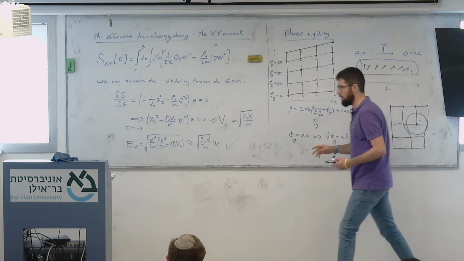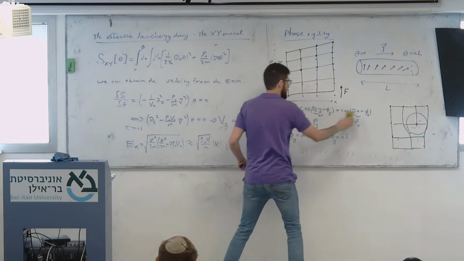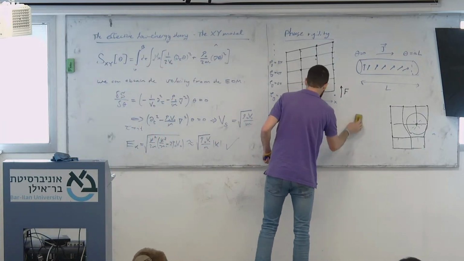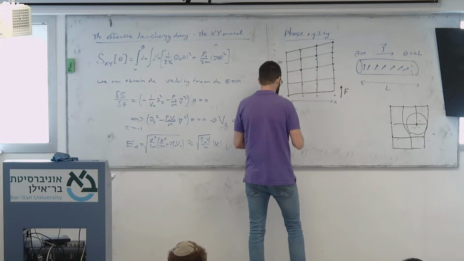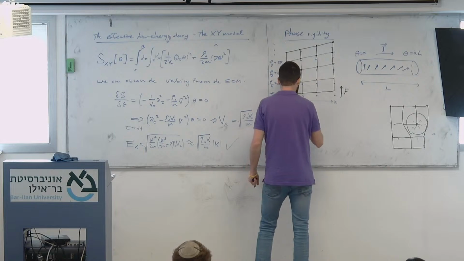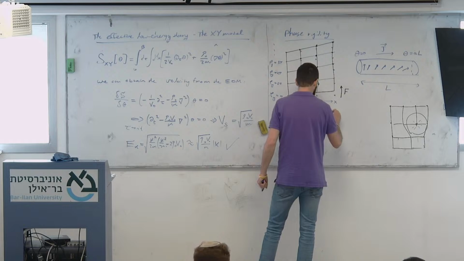You know what? I don't like the way I wrote it. I shouldn't have written it like this. Let me fix it. I should have written it like this. So this should be something like rho naught cosine. Sorry, I just made a mistake.